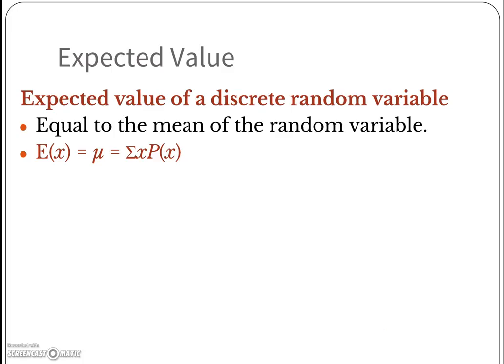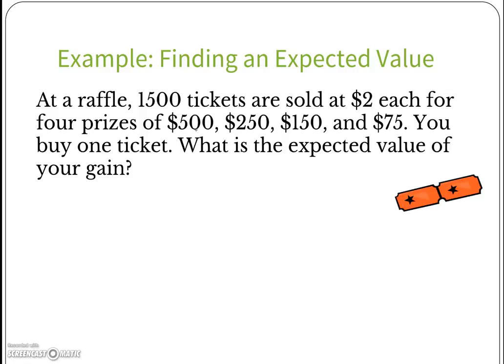So the next example is expected value. The expected value of a discrete random variable equals the mean of the random variable. So E of x is the expected value of x. It's the mean, and it's the sum of the x times the p of x. So in this example, we're going to find the expected value.